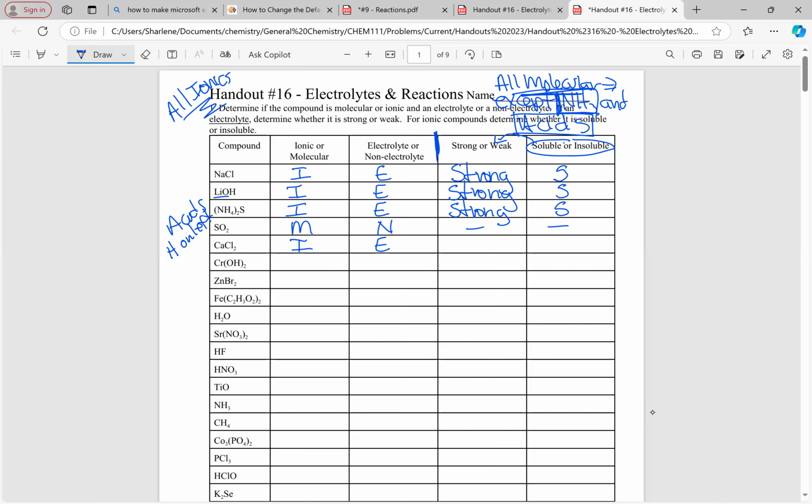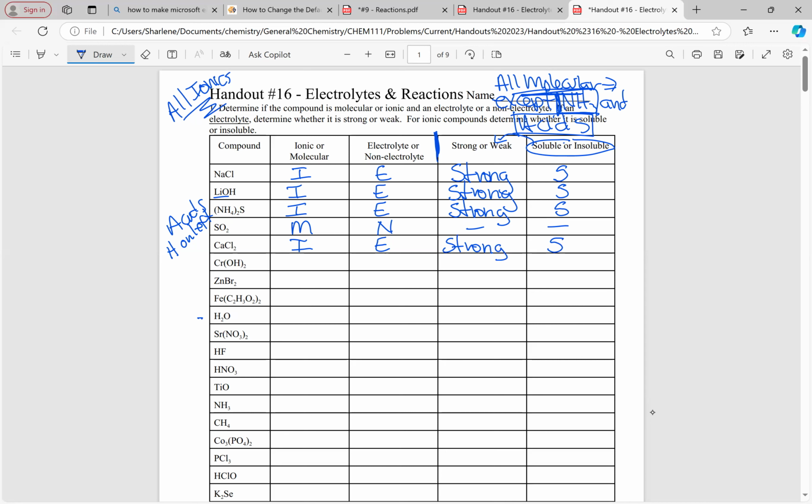Oh, well then I have to know whether it's soluble or not. So I go to my solubility rules. All chlorides are soluble except, this is not one of the excepts, so it is soluble, which makes it strong. All right, leave a few for you guys.